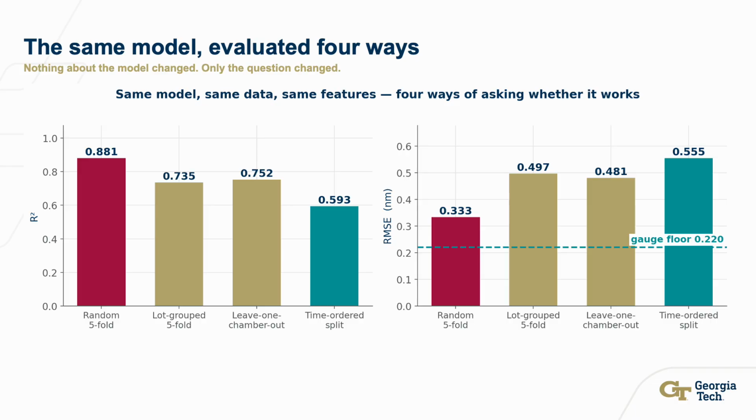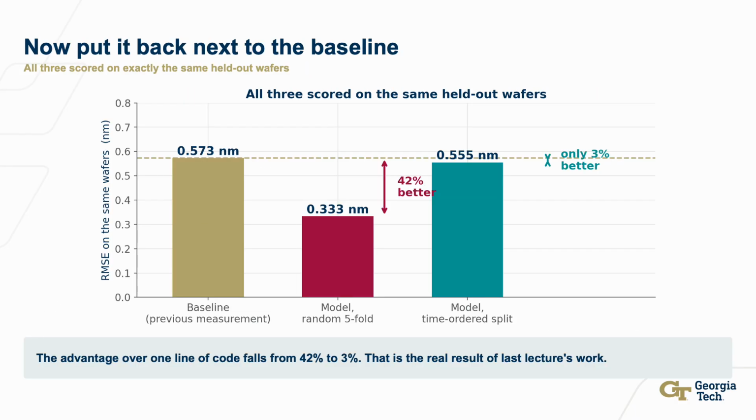Now 0.593 still sounds respectable. 59% of the variance explained. That is a perfectly plausible number, which is exactly why we need one more comparison. Put it back next to the baseline and this time score all three on exactly the same held out wafers, which is the comparison we should have made from the start.